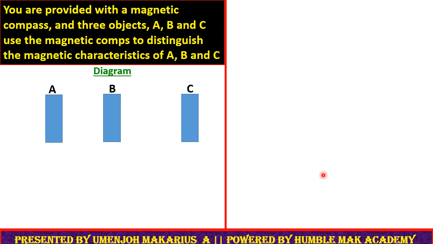Since we need to use a magnetic compass, let's sketch our magnetic compass beside the objects. Okay, that's our magnetic compass. So guys, this is just the diagram of setup. You don't need to draw anything more. Keep in mind that you don't need to draw three-dimensional objects. A two-dimensional drawing is enough for the Cameroon advanced level physics practicals.